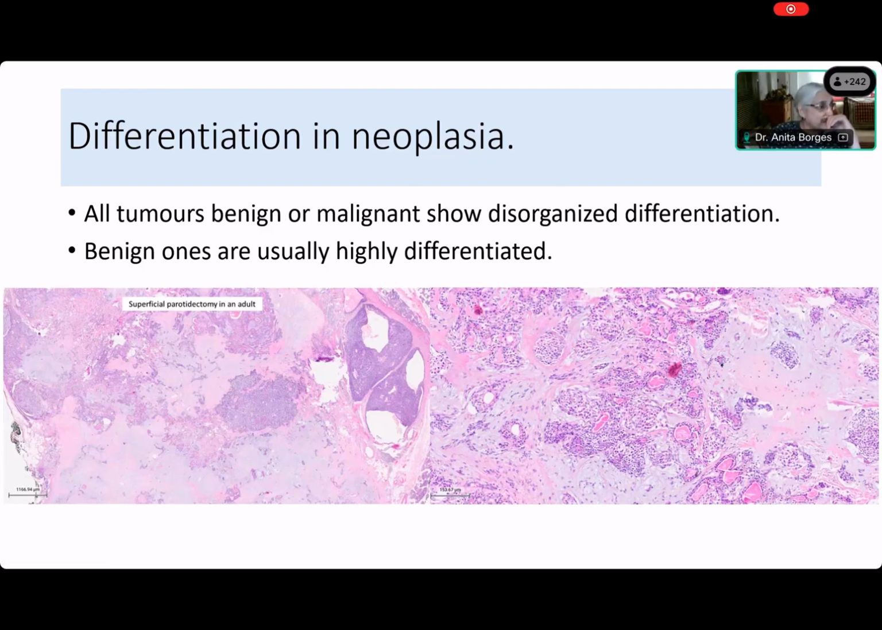Now, you just told me that differentiation in benign tumors looks very much like their normal counterpart. What normal counterpart does this look like, Lalit? Anything in the salivary gland that looks like this? You've seen salivary glands, Lalit? You've seen salivary glands with chondroid in it? Normal salivary glands? Lalit, just answer yes or no. Have you seen cartilage in a normal salivary gland?